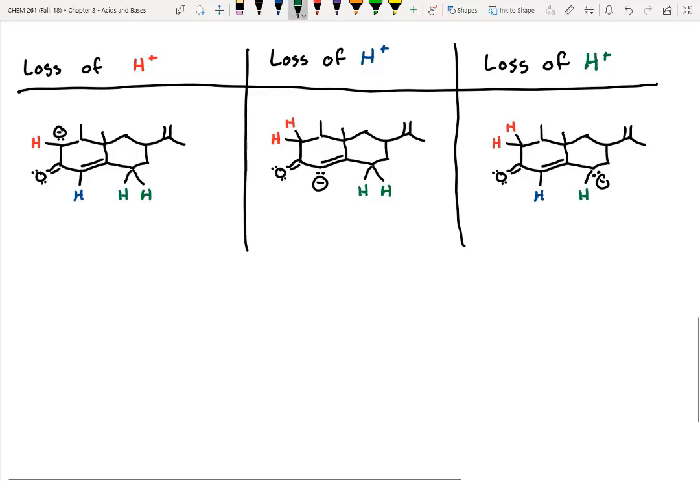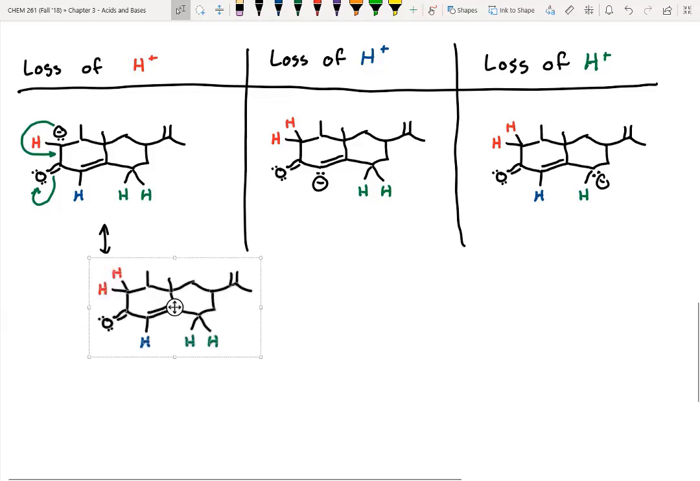So let's focus on column 1, loss of the red proton. And with this one, we can take this negative charge, move it there. However, we would run into a Texas carbon problem. How can we fix that? Yeah, move the pi bond to the oxygen. Okay. So now we can go ahead and paste.